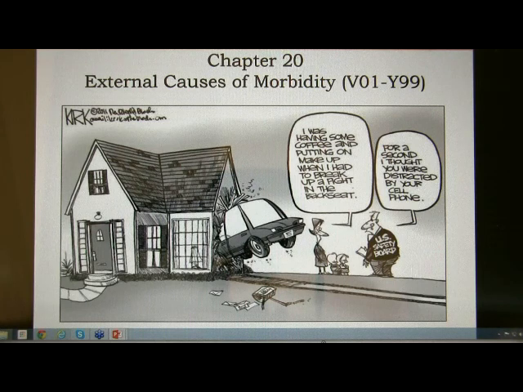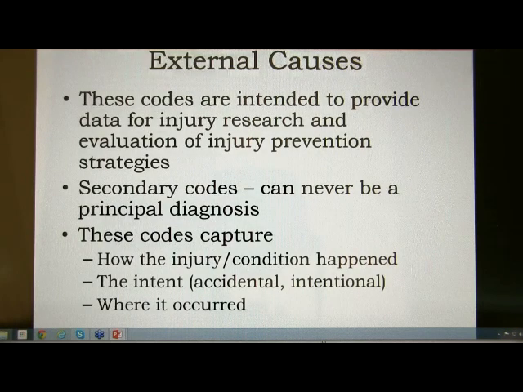We know that these codes are really used by our insurance companies to determine whether someone else is liable or not. So if I get hurt in a car accident, chances are my health care insurance doesn't want to pay for it. They want my motor vehicle insurance to pay for it. Or if I get hurt on the job, then workers' comp needs to pay for it, not my health insurance. So that's really one of the main focuses here in the U.S., why we're using these external causes.